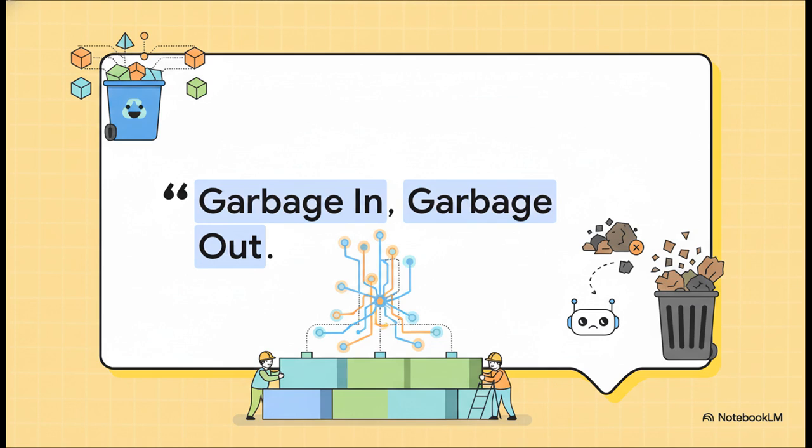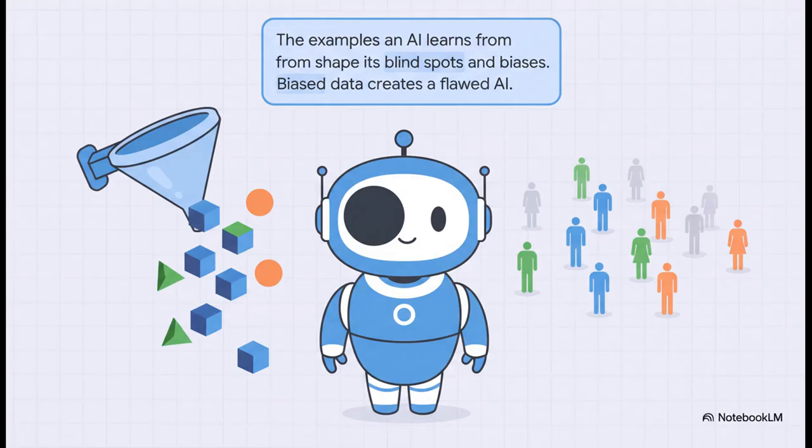You can have the fanciest AI program in the world, but you can't build a strong house on a shaky foundation. If the examples you feed the AI are wrong or biased or just plain incomplete, well, the AI is going to be wrong, biased, and incomplete too. And this isn't just a technical problem. It has very real consequences. The examples an AI learns from literally shape its entire worldview, and that includes its blind spots.